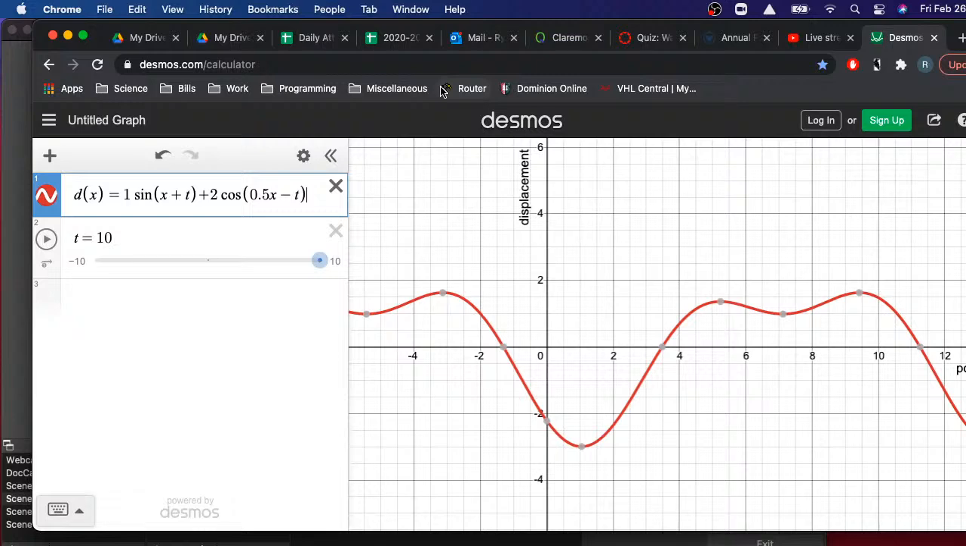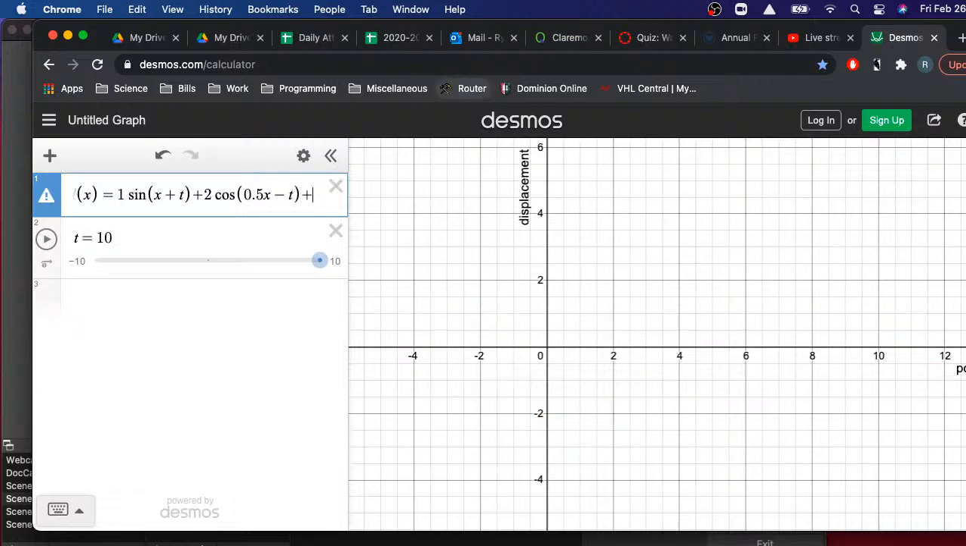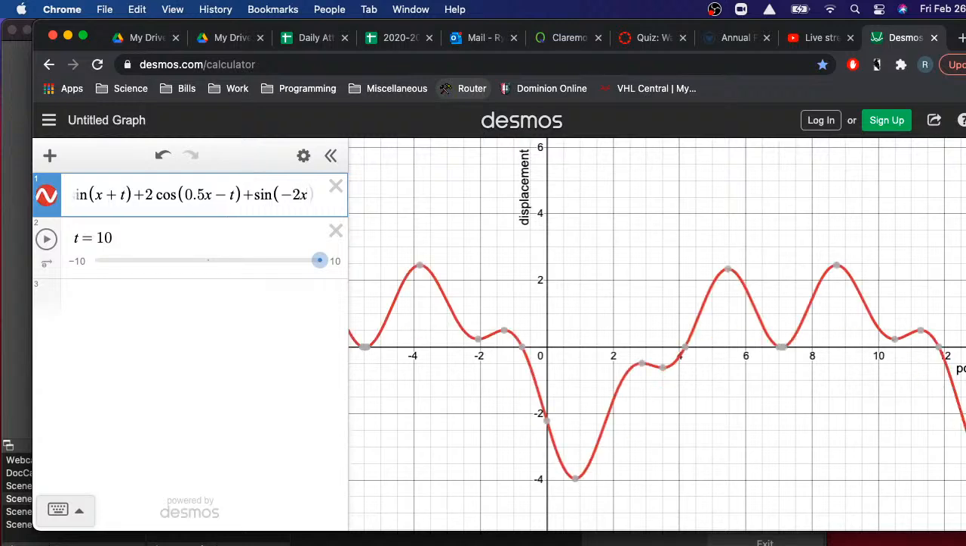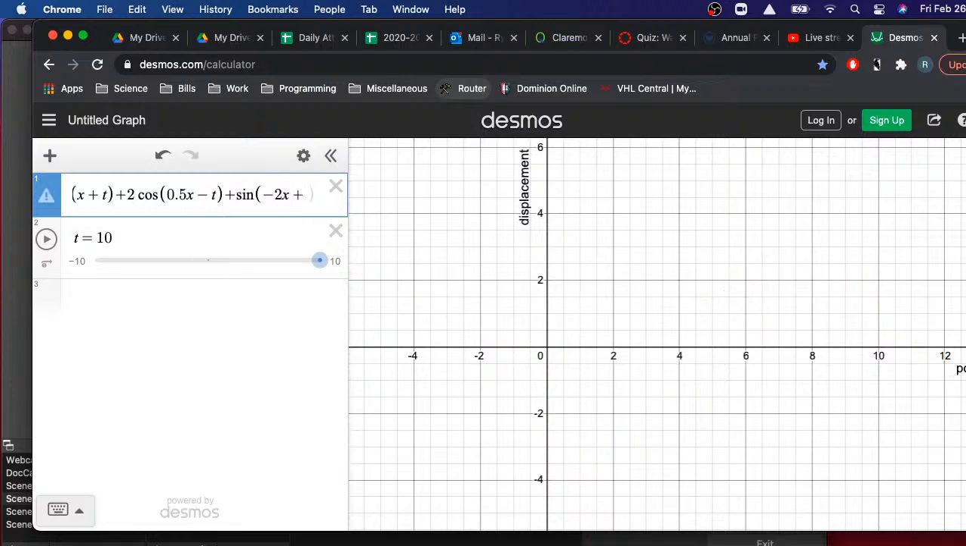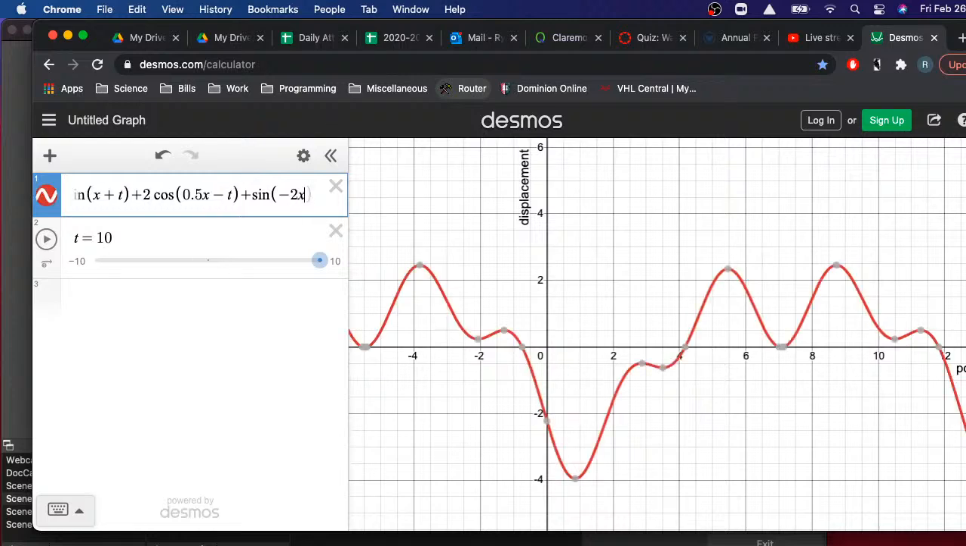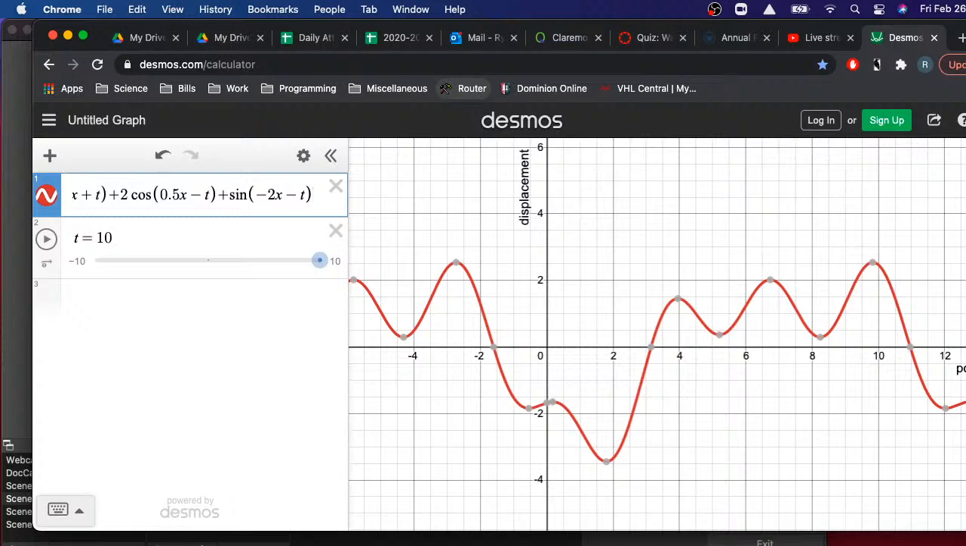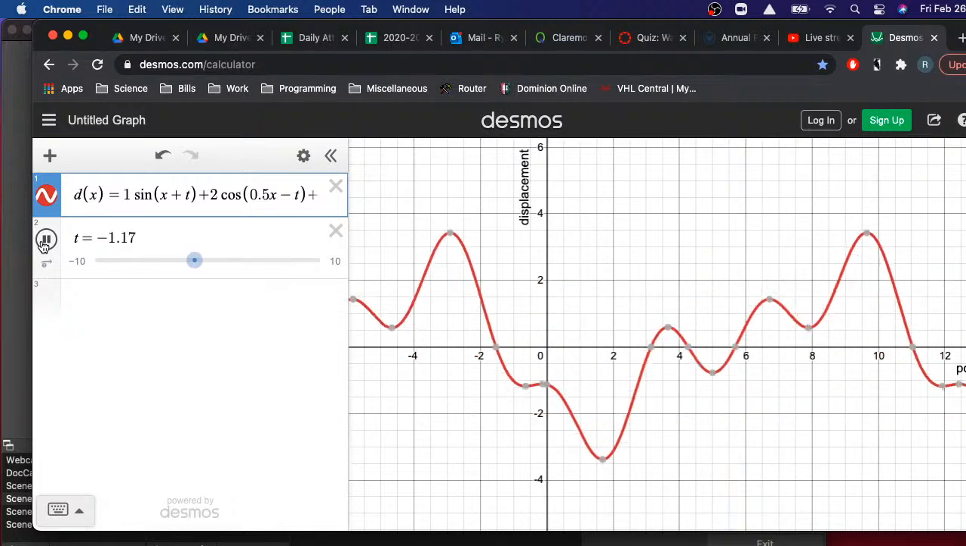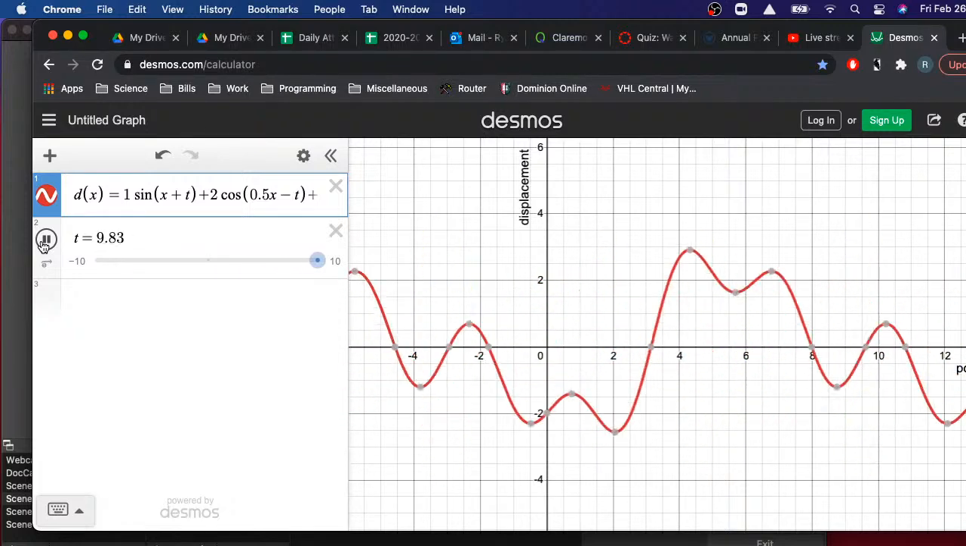If you wanted to, maybe a plus sine of negative 2x minus t. I just love how that looks. That's just really fun to me.